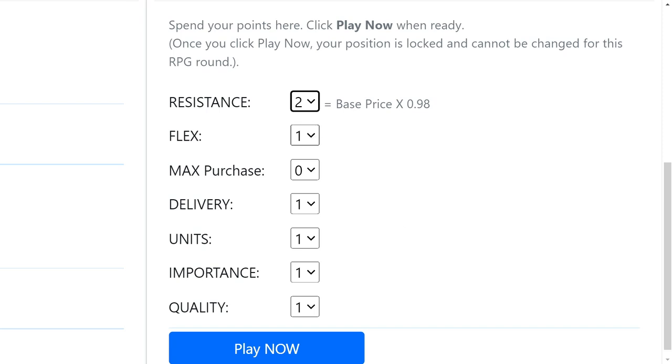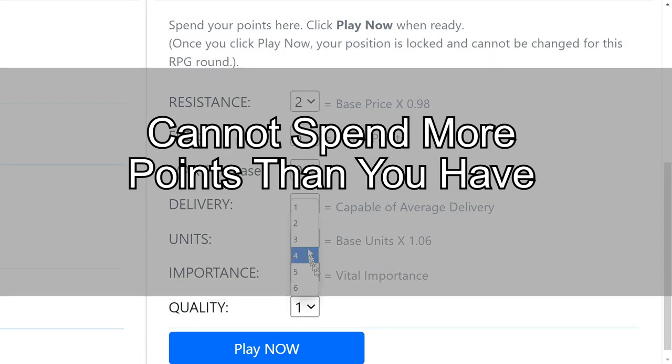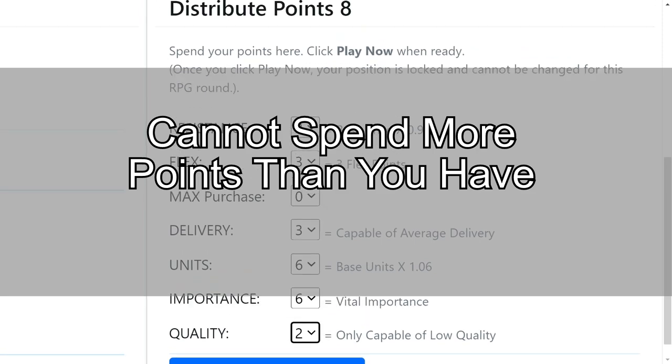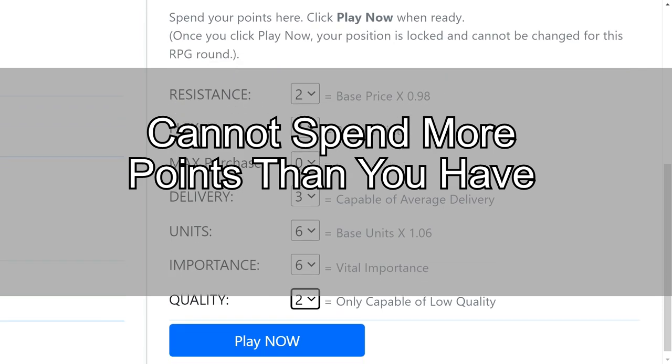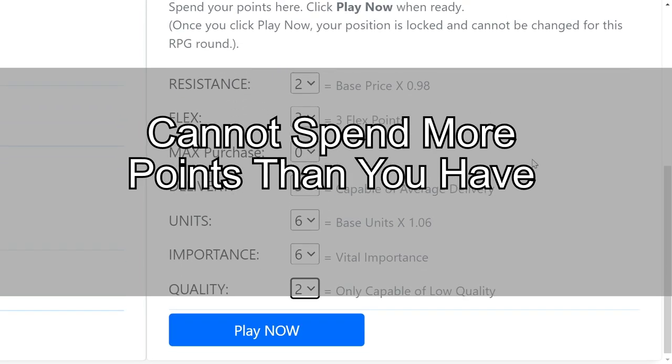As we go ahead and spend the points here, we can see we get some information that shows us what it means. I'm going to go ahead and spend some. And how many do I have left? I still have 8 left. So you need to spend all the points before you can begin to play.